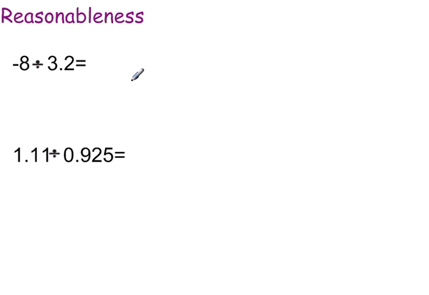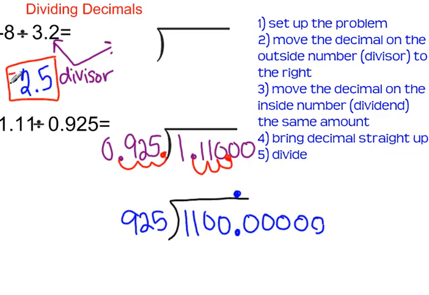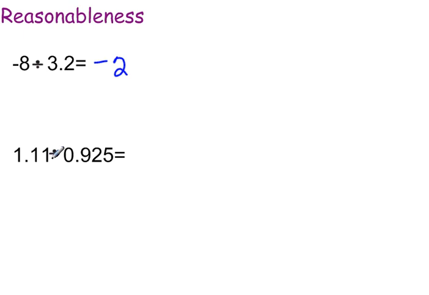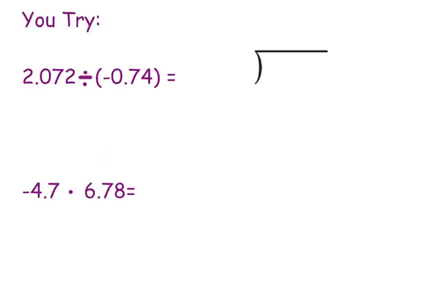Here's a way for me to check to see if my answers are reasonable. Negative 8 divided by 3.2. Well, I know the answer will be negative. And 8 divided by 3, well, 8 divided by 4 would be 2. So it's going to be around 2. Let me go back and see what I got. Negative 2.5. I'd say that answer is reasonable. I'd like you to check the reasonableness of your other answer once you find it.